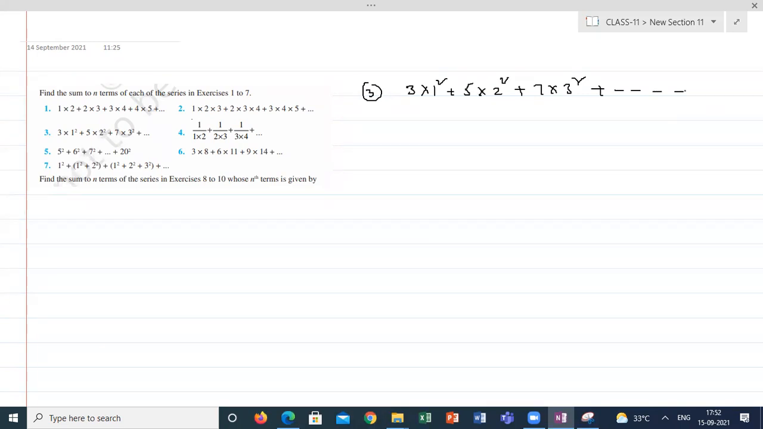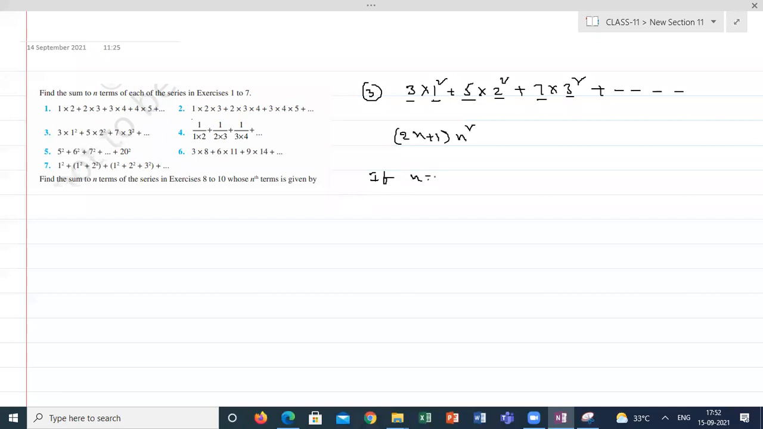See here, what is the relation here? This is 1, this is 3. When it is 2, this is 5. When it is 3, this is 7. What is the difference between 1 and 3? 2. Here also, the difference is 3. Here the difference is 4. Suppose I'm writing like this, this can be written as 2n plus 1 into n square.